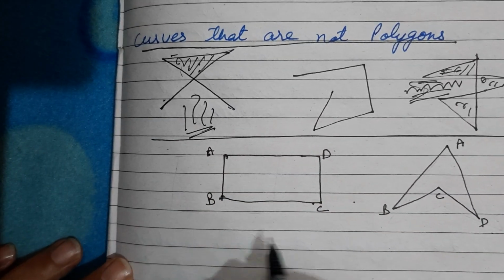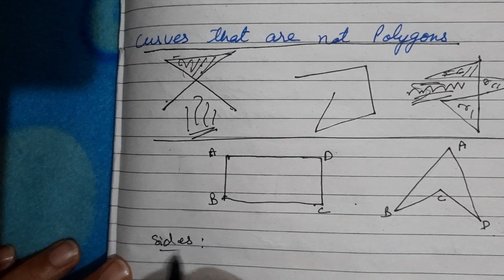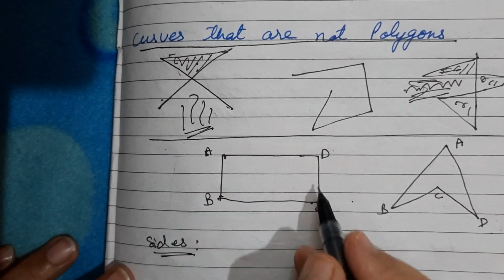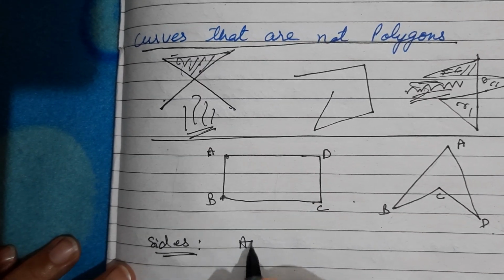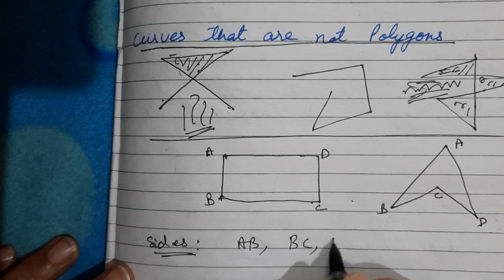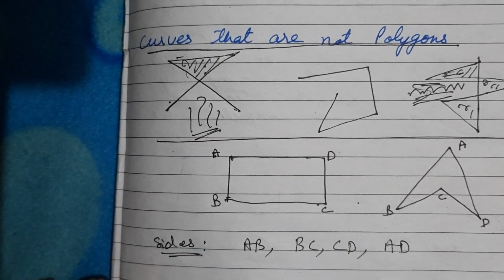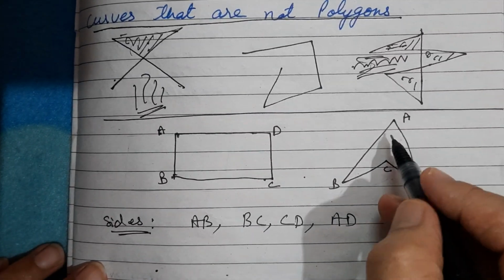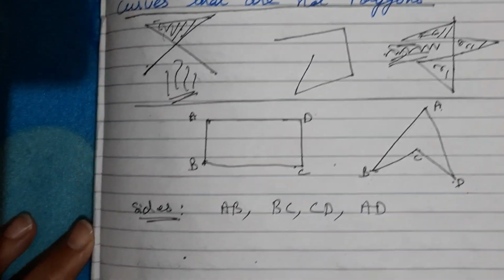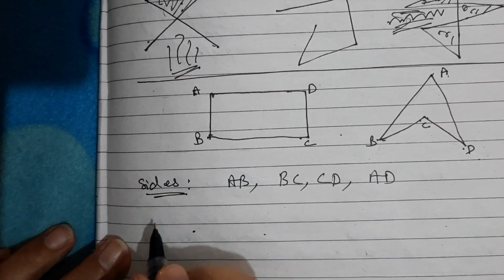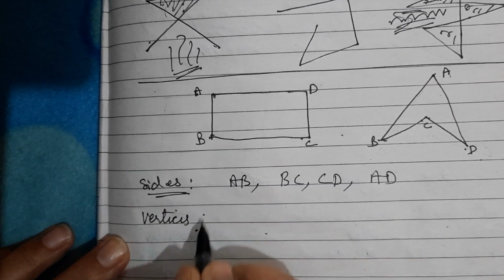These are the sides. So what are the parts of a polygon? First of all, sides. So what 4 sides are here to make this complete figure? Like AB, BC, CD and AD. These are the 4 sides of the polygon. In the same way, the same thing here, AB, BC, CD and AD, 4 sides of the polygon. Next, in this figure we have vertices.